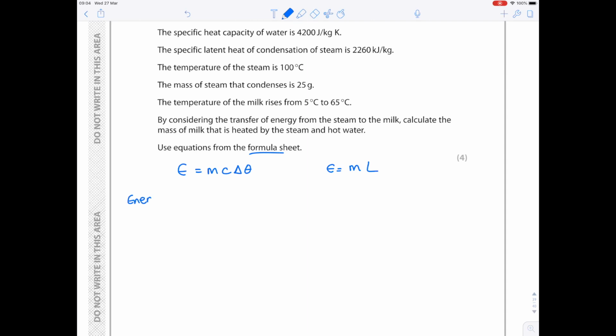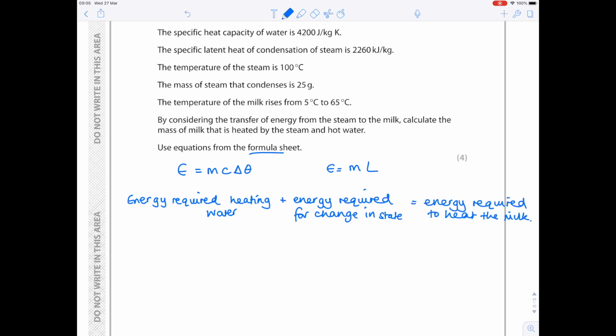So energy required for heating water plus energy required for change in state equals energy required to heat the milk. And now let's convert that to an actual equation that we can substitute numbers into. So that's going to be mass of water times specific heat capacity of water times the temperature change of water, plus the mass of water times the specific latent heat of water, equals the mass of milk times the specific heat of milk times the temperature change of the milk. Now we're ready to pop in our numbers.